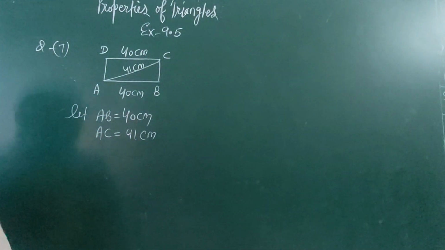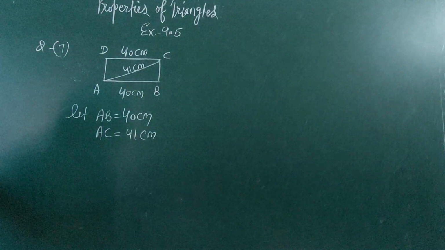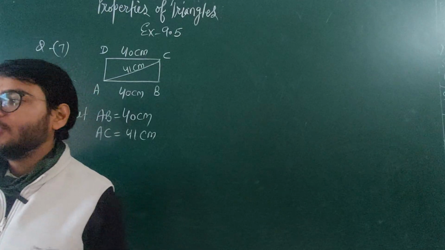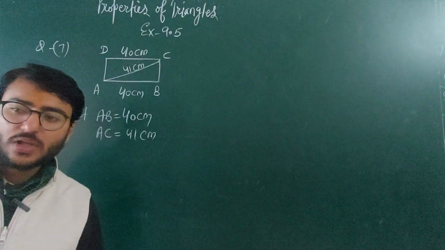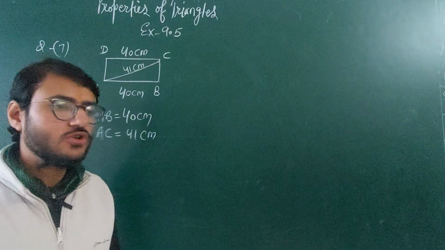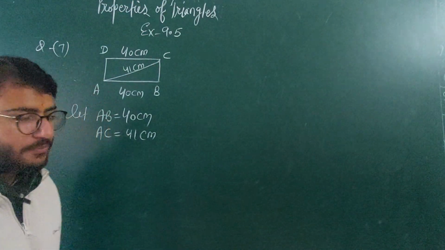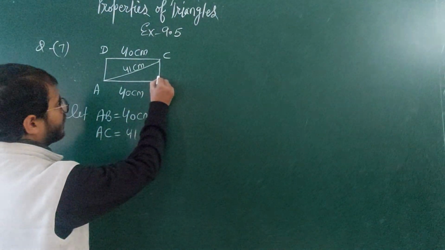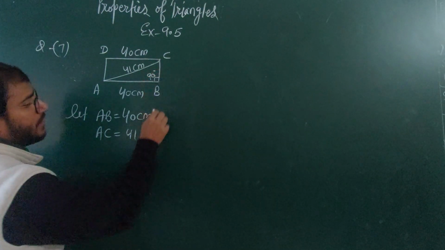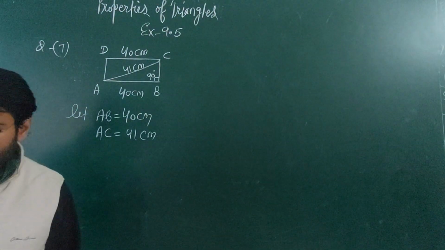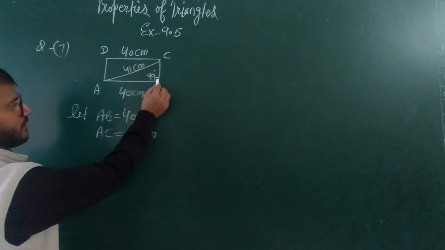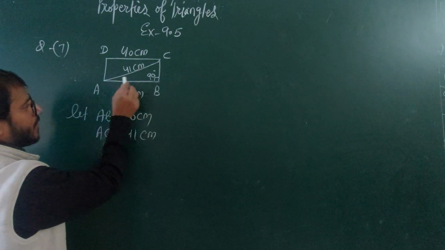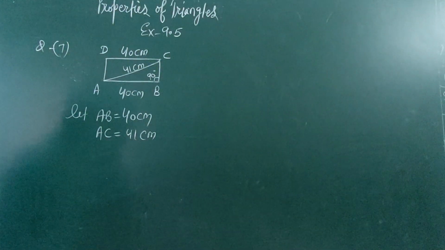Therefore, we are applying the concept of Pythagoras theorem here. But you can raise a question that we don't have any right angle triangle, so how can we apply Pythagoras theorem here, right? So simply we know that by the property of a rectangle, all angles are equal to 90 degree. Got it? If this angle B is equal to 90 degree, then triangle ABC is a right angle triangle.